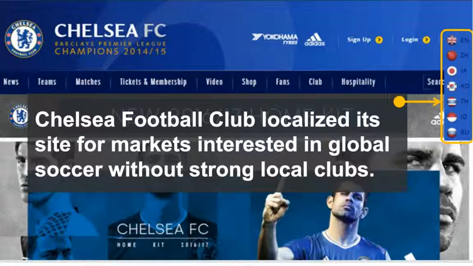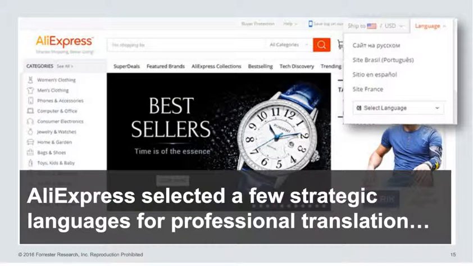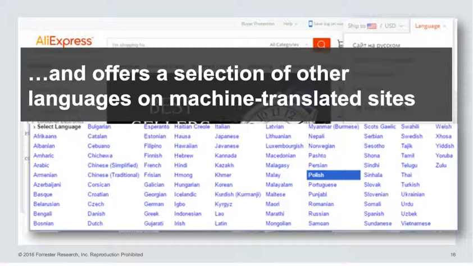The other thing that we see happening is firms are taking more strategic decisions about localization, recognizing it as a work in progress, right? Content changes, products change, consumer behaviors change, and really localization has to be a long-term iterative process. And we're seeing firms roll out with that understanding. I think a good example of this is AliExpress, which is Alibaba's cross-border offering for Chinese manufactured goods. And they selected a few strategic languages to offer professionally translated sites for, right? They invested their time and resources in these target languages. They've got Russian and Portuguese for Brazil in particular. They've got a site in Spanish and a site for France. And the rest of the markets, they offer a ton of other language translation, but it's all machine translated.